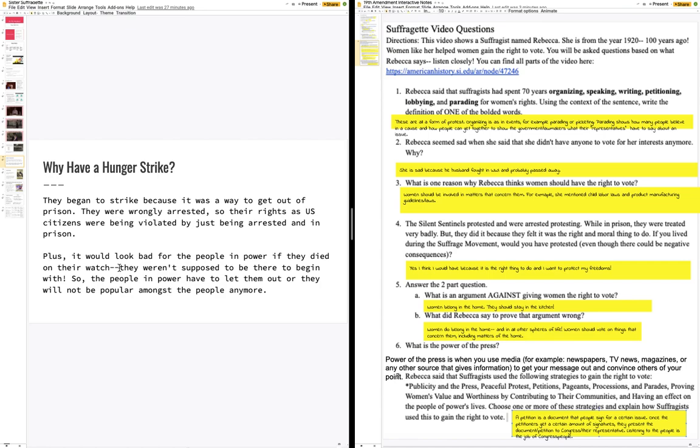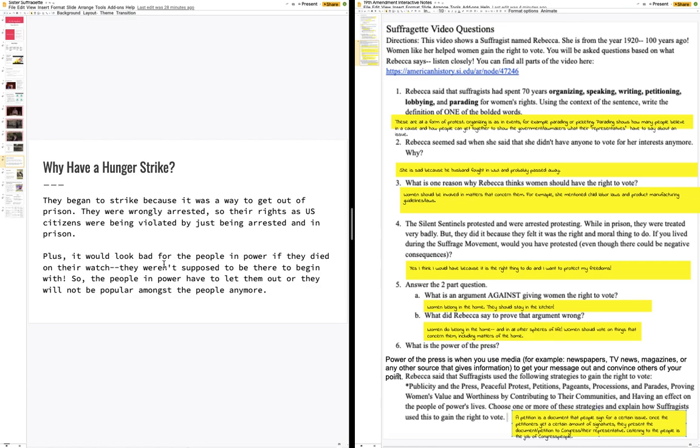We were wrongly arrested to begin with, and so the suffragettes, their rights as U.S. citizens were already being violated. So you can't just arrest someone and put them in prison for nothing. So that's kind of what happened to these women. They knew that the jailers and the people in power that arrested them would get in trouble if anything happened to them while they were in prison, and they might get in trouble anyway, because like I said, you can't just arrest somebody and put them in prison.